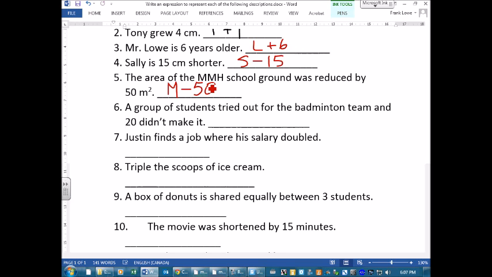How many students actually tried out? So that's another one for a group. We'll go G for group. The group of students. We don't know how many there were, but we do know that 20 didn't make it. That's negative, right? So minus 20.